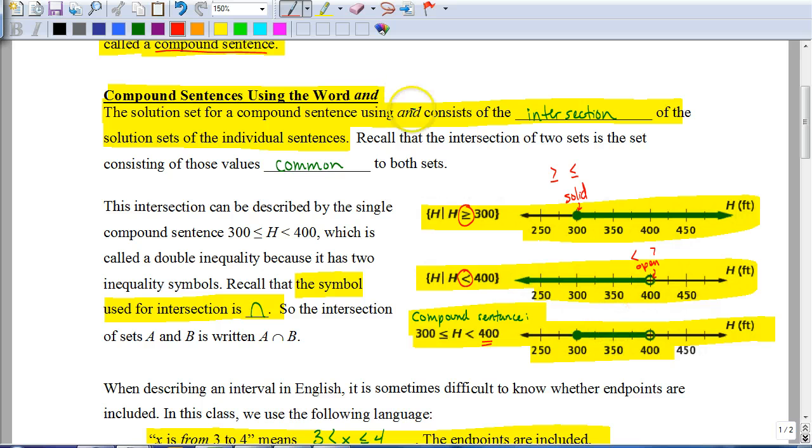So anytime we see the word and, our graph is going to look something like this, where the points are connected, because we're looking for what those two sets have in common.